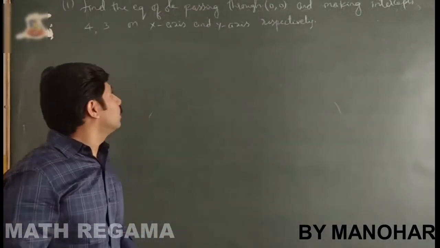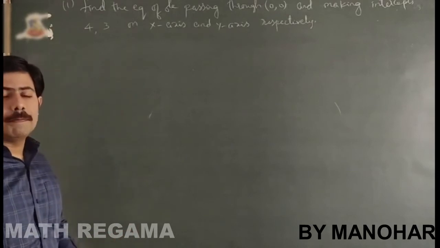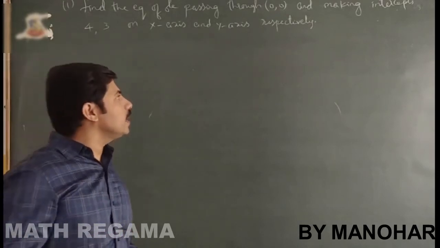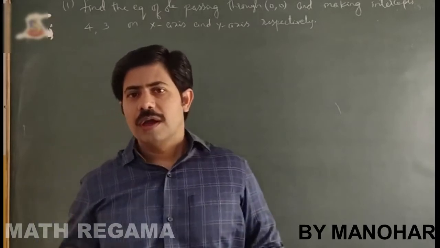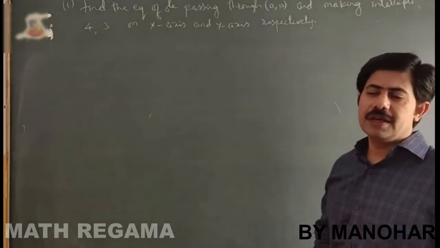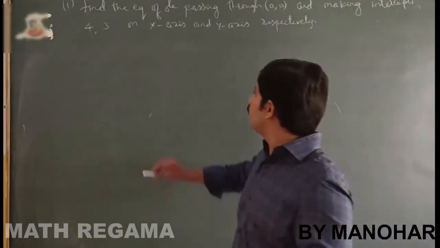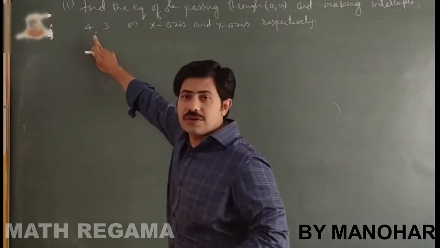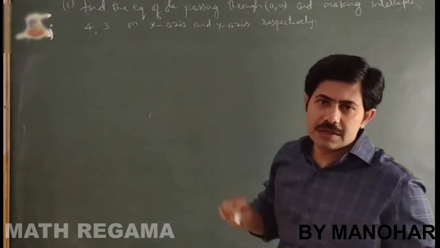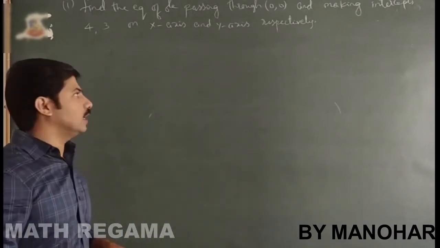So next problem. Find the equation of circle passing through origin and making intercepts 4, 3 on x-axis and y-axis respectively. So here you have to find the equation of circle using the condition of intercepts 4 and 3. Okay. So first what we do in this problem is we assume the equation of circle.